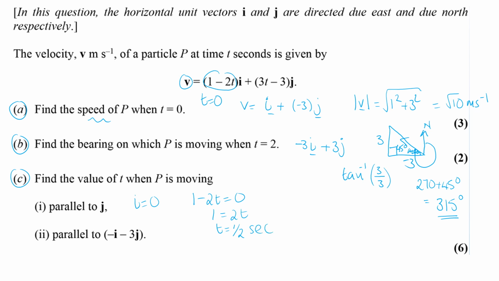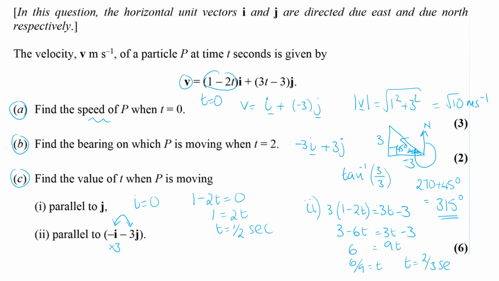For part 2, parallel to minus i minus 3j. So looking at these two components, if we times the i component by 3, then they will be worth the same. So for part 2, just do it here, 3 times the i component, 1 minus 2t. If we equate that to the j component, that will be 3 minus 6t is equal to 3t minus 3. So 9t is equal to 6. 6 over 9 is equal to t. t is equal to 2/3.